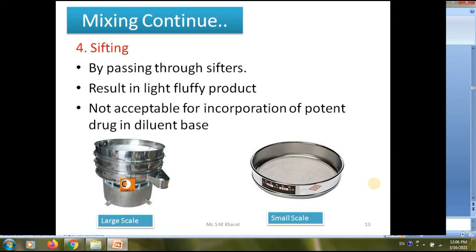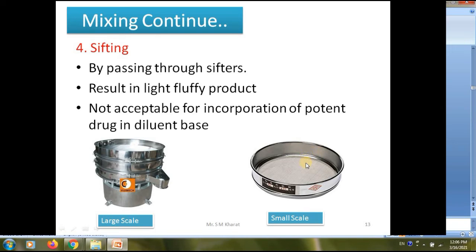Now we will move towards our next mixing technique, that is sifting. If you see, these are the sieves at the end of your screen. The first one is a large scale sifter, the second one is small scale. So what is exactly this? If you look at the second, small scale sieve, it looks like something used in your home kitchen. Normally in the kitchen we call it a strainer, right?